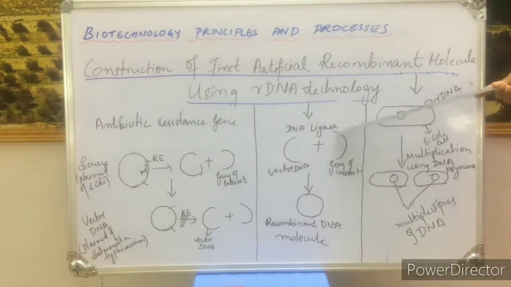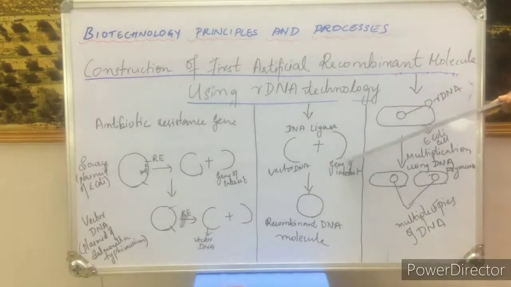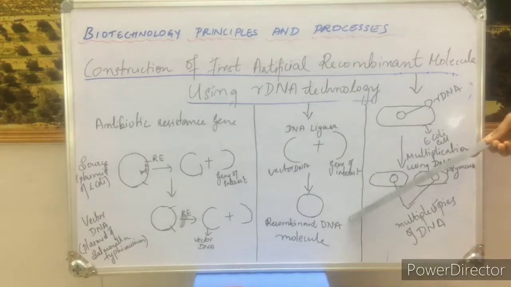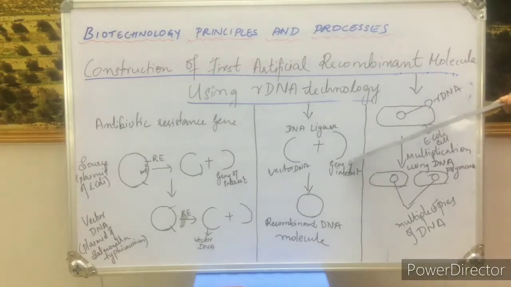So the DNA ligase performs the formation of the phosphodiester bonds and links the vector DNA as well as the gene of interest. So now once again a circular DNA of a new combination of DNA is formed. That is, some of the genes of the vector DNA and some of the genes of the antibiotic resistance, that is our gene of interest, together it is going to form the new recombinant DNA molecule.